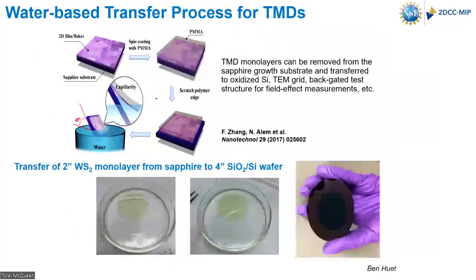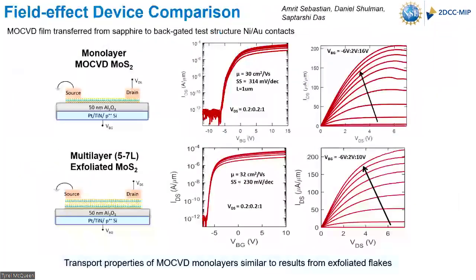Okay, so let me just finish up by telling you a little bit about the transport properties of these films, because I sort of put this in the context of FETs. We have a collaborator, Saptarshi Das at Penn State, who's an expert in 2D devices. We give him a lot of material. This is some initial work that his group did, just comparing the transport properties of our MOCVD monolayer materials to what they would typically get if they just exfoliated a bulk crystal. And you can see that the transport properties are pretty comparable.